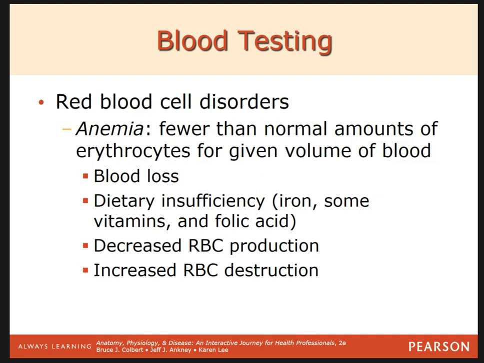Now, in treating anemia due to a dietary insufficiency, it has to be identified what that dietary insufficiency is, and then that needs to be corrected. So if it's iron deficient anemia, we would use iron supplements. If it's pernicious anemia, we would use cyanocobalamin. If it's folic acid deficient anemia, we would use vitamin B9 or folic acid to replace that.